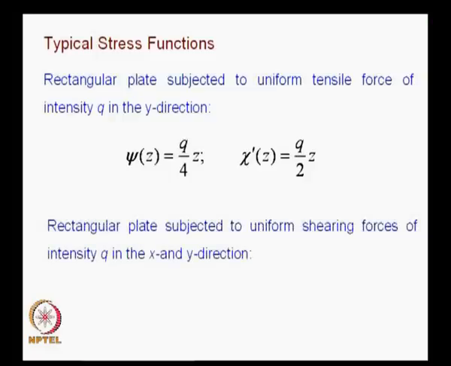Okay. Now, you take another problem where I have a rectangular plate subjected to uniform shearing forces of intensity q in the x and y direction, and the functions psi and chi prime are given like this: psi of z equal to 0 and chi prime of z equal to i q z.